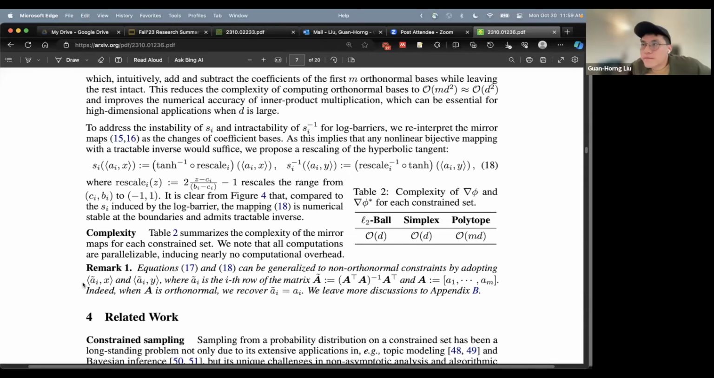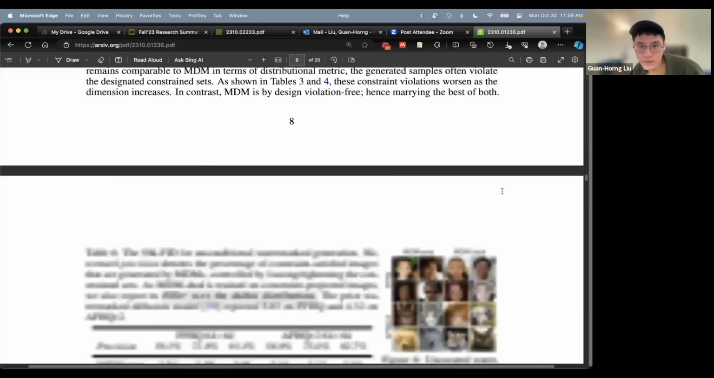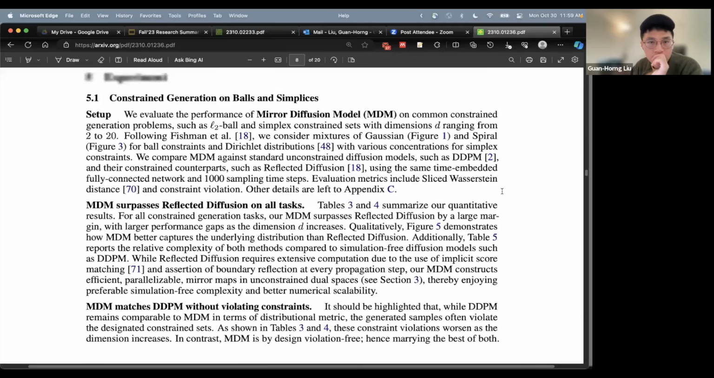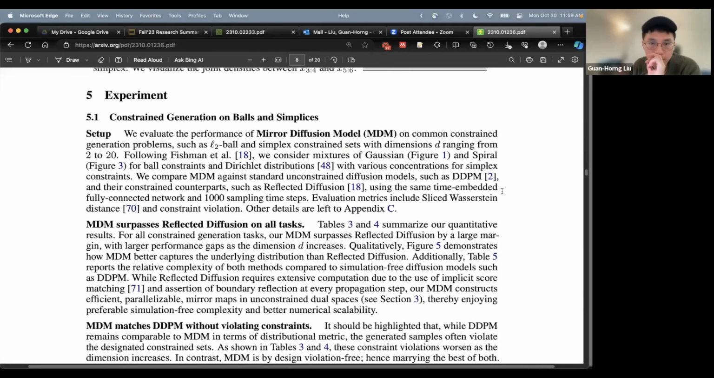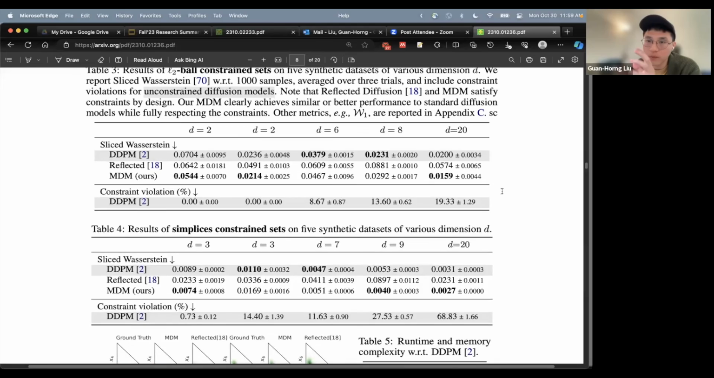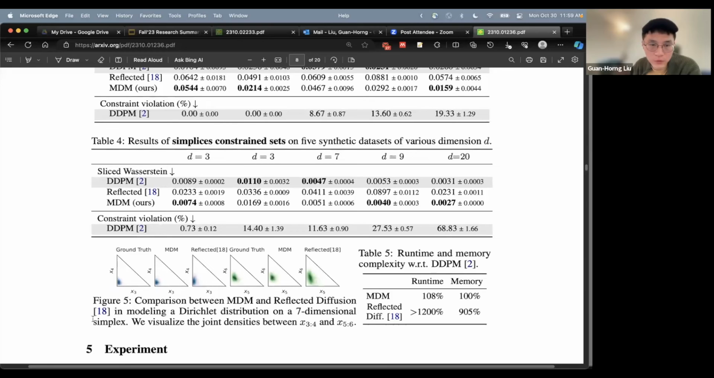Okay. I guess it's pretty much about time. So I'll just go through some of the experiments, especially for the constraint generation. We have some numerical comparisons between other approaches on ball and simplex. So here are some visualizations comparing mirror diffusion and reflected diffusion on modeling the simplex distribution.